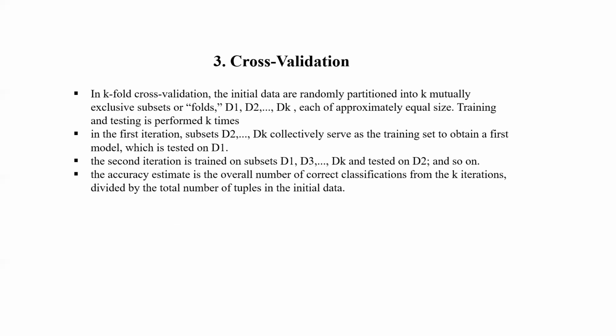Next, the last one will be cross validation. In k-fold cross validation, the initial data are randomly partitioned into k mutually exclusive subsets or folds, D1, D2 up to Dk, each of approximately equal size. Training and testing is performed k times. In the first iteration, D2 to Dk collectively serve as the training set to obtain the first model, which is tested on D1. The second iteration is trained on D1, D3 to Dk, and it is tested on D2, and so on. The accuracy estimate is the overall number of correct classifications from the k iterations divided by the total number of tuples in the initial data.